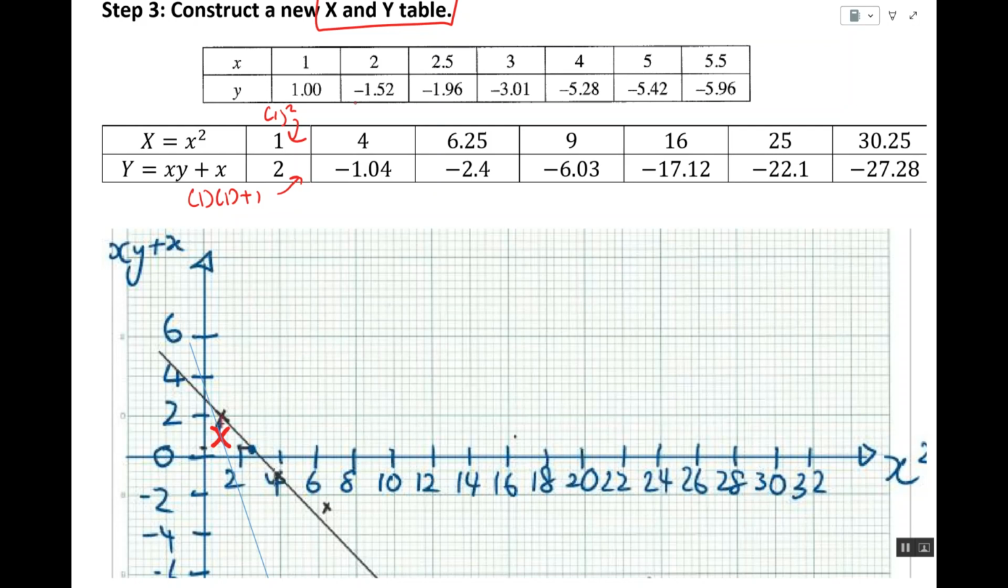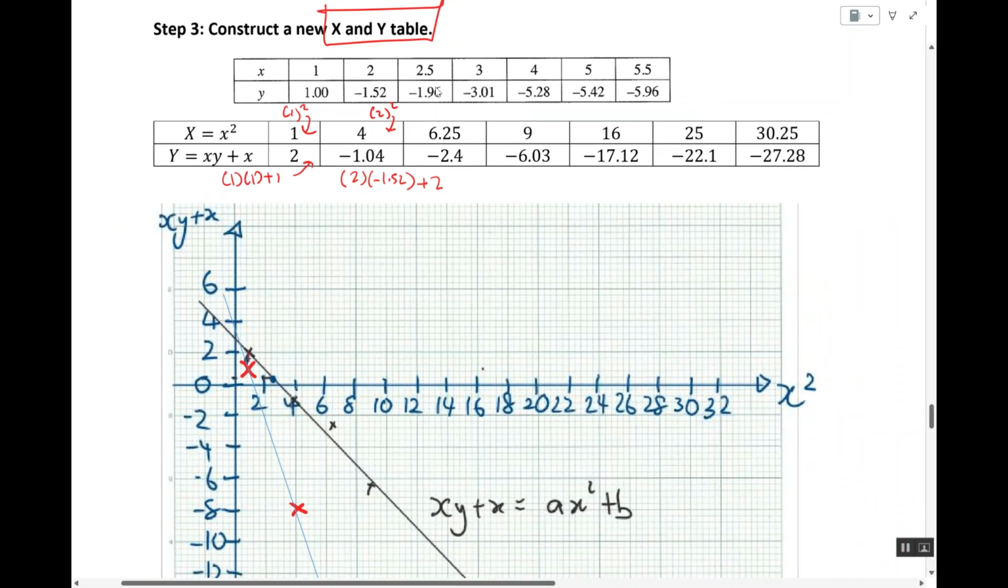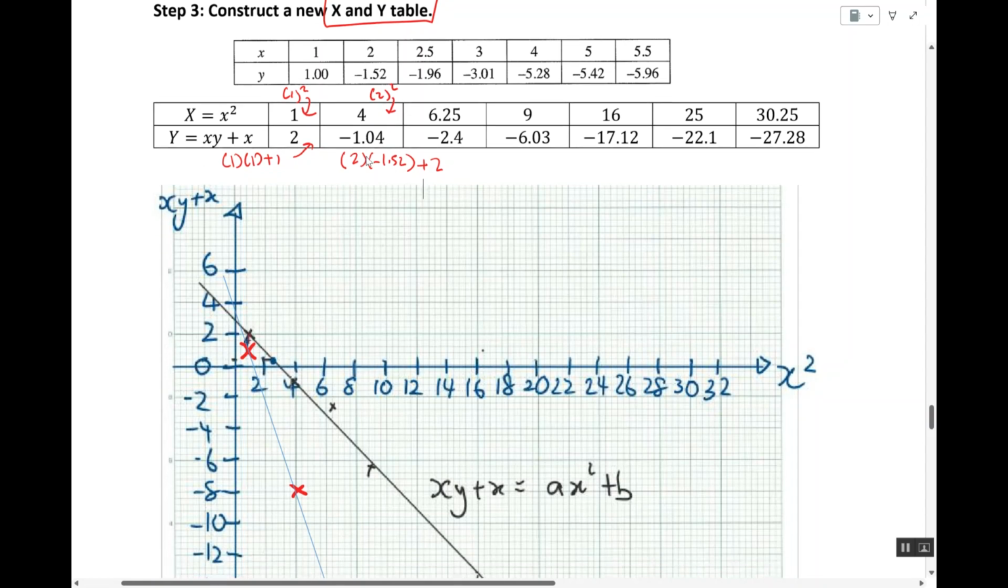So for the second pair, just one more example: 2 squared, that's how I get 4. How do I get this negative 1.04? Put in the values given. So I have xy, so 2 times negative 1.52 plus 2. Key this in the calculator and you will get this value here. Then repeat the same steps for all the sets of values here. So if I have 7 pairs of values here, I should also have 7 pairs of values in my new big X, big Y table. Now that you have this, how do we start on the plotting?